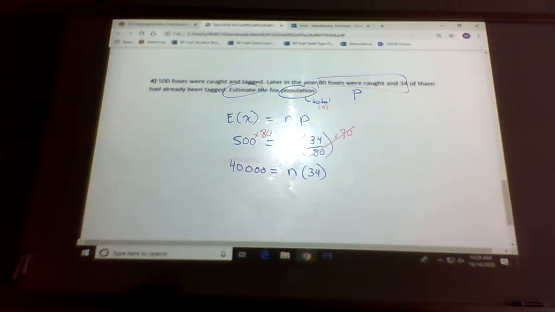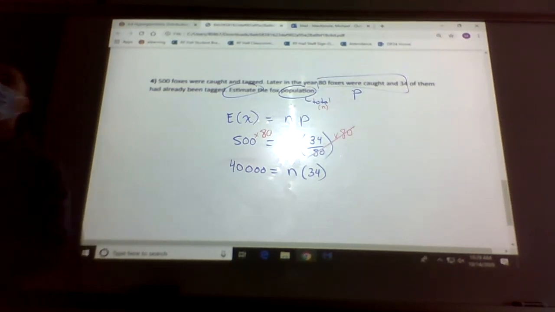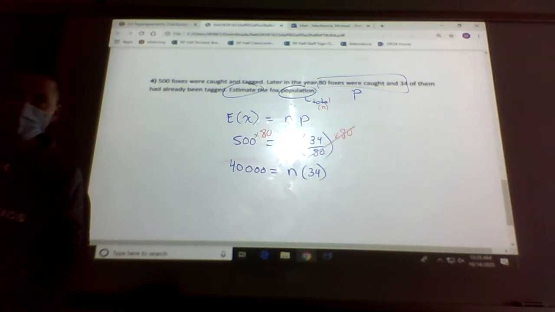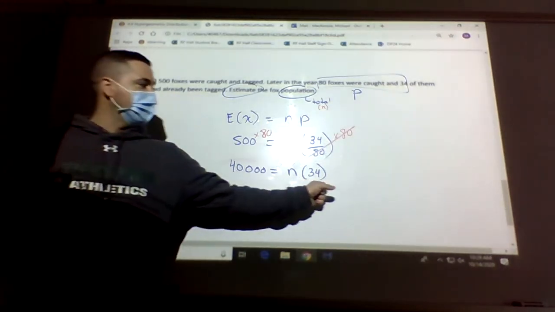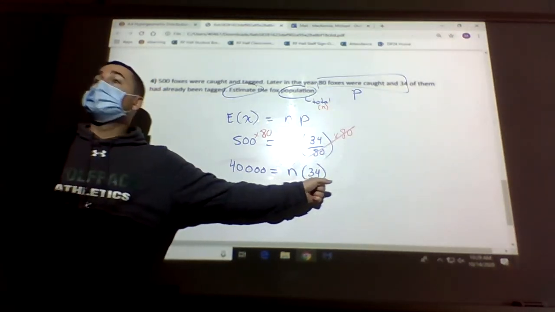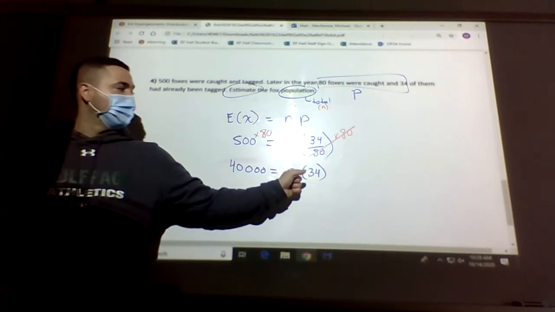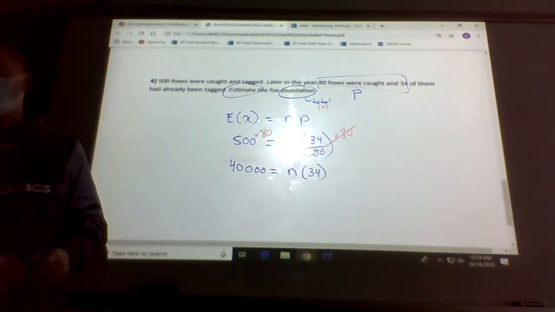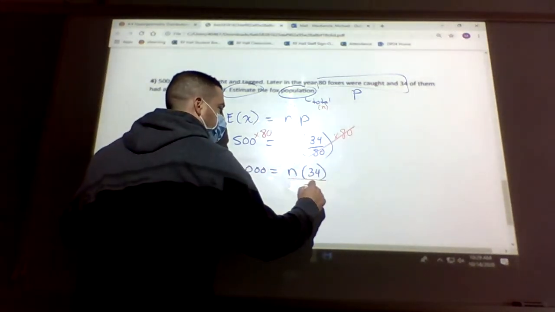Okay, now how do I get rid of the 34? Subtract it from the other side. Oh, divide. Divide, yes. Why is it divide? Because we are trying to get n by itself. But what operation is this? Oh, multiply. So when we get rid of it, we have to divide. Okay, so we divide by 34.